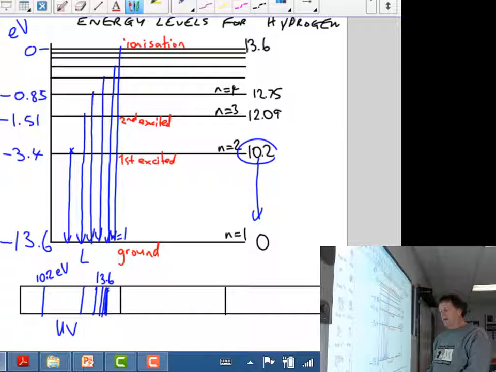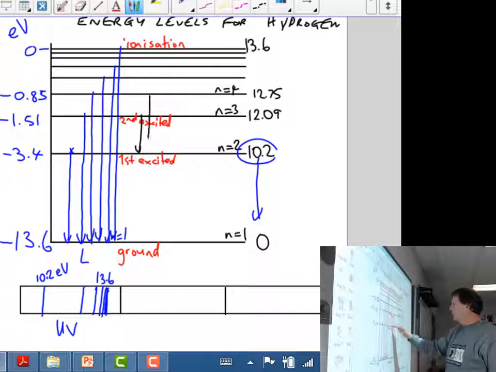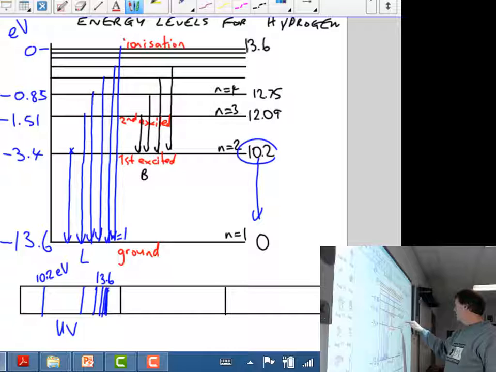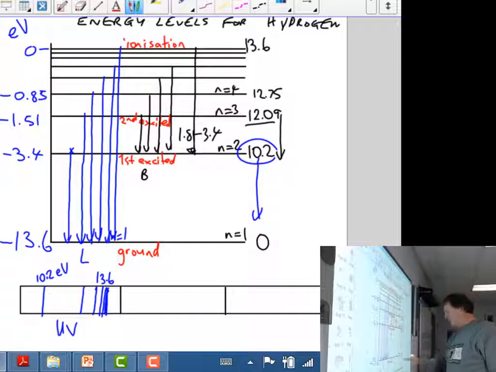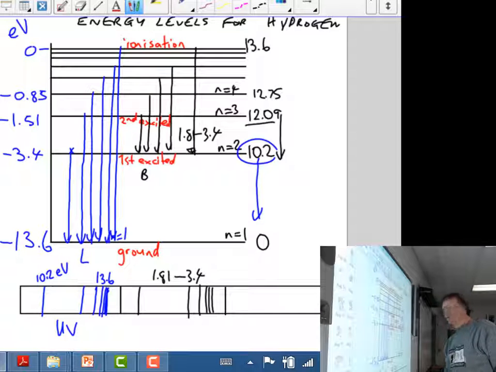That was not the first one discovered. So if you then try the other one here, there's one that finishes in the first excited state. It used to be called the Bohr series, the B series. Okay, and that energy range was different. The smallest one would be from 12.09 to 10.2, which is 1.81 electron volts, and the largest one would have been from the 13.6 down, which would have been 3.4. So you're talking about a range there of 1.81 to 3.4. And again, those lines will get closer together as it approaches the series limit.